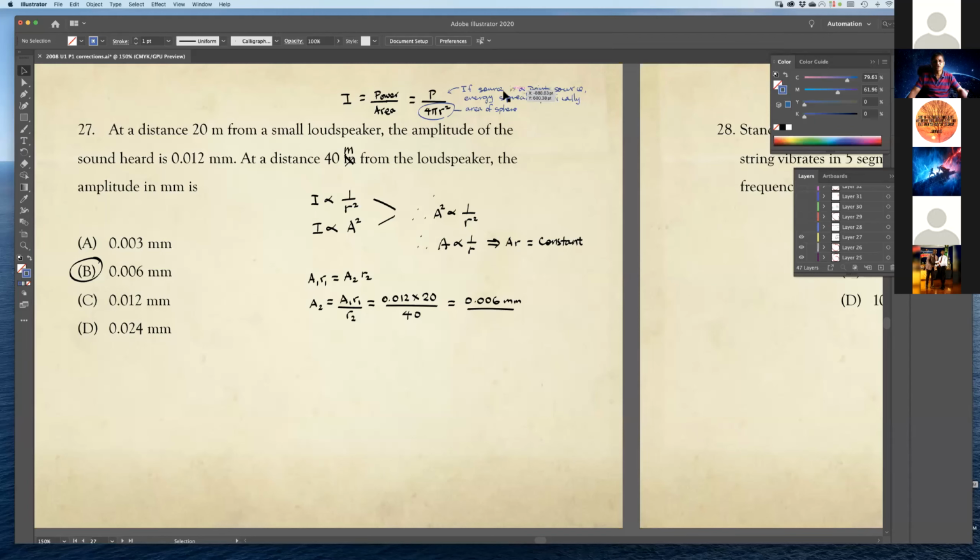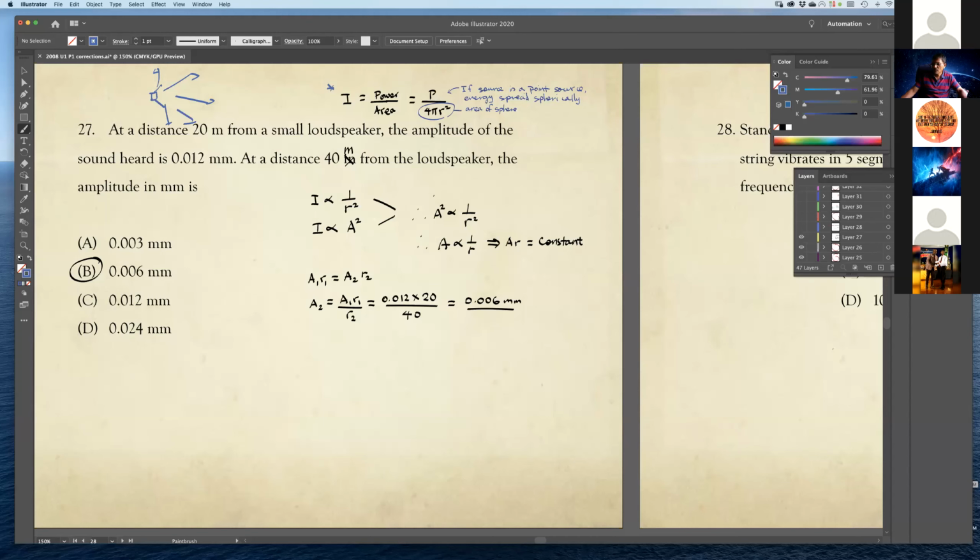A loudspeaker is really a point source. A loudspeaker is producing sound in a small region, and that sound is spreading in all directions. So a loudspeaker behaves as if it was a point source. And if you have a point source, the intensity of the wave is given by that equation.